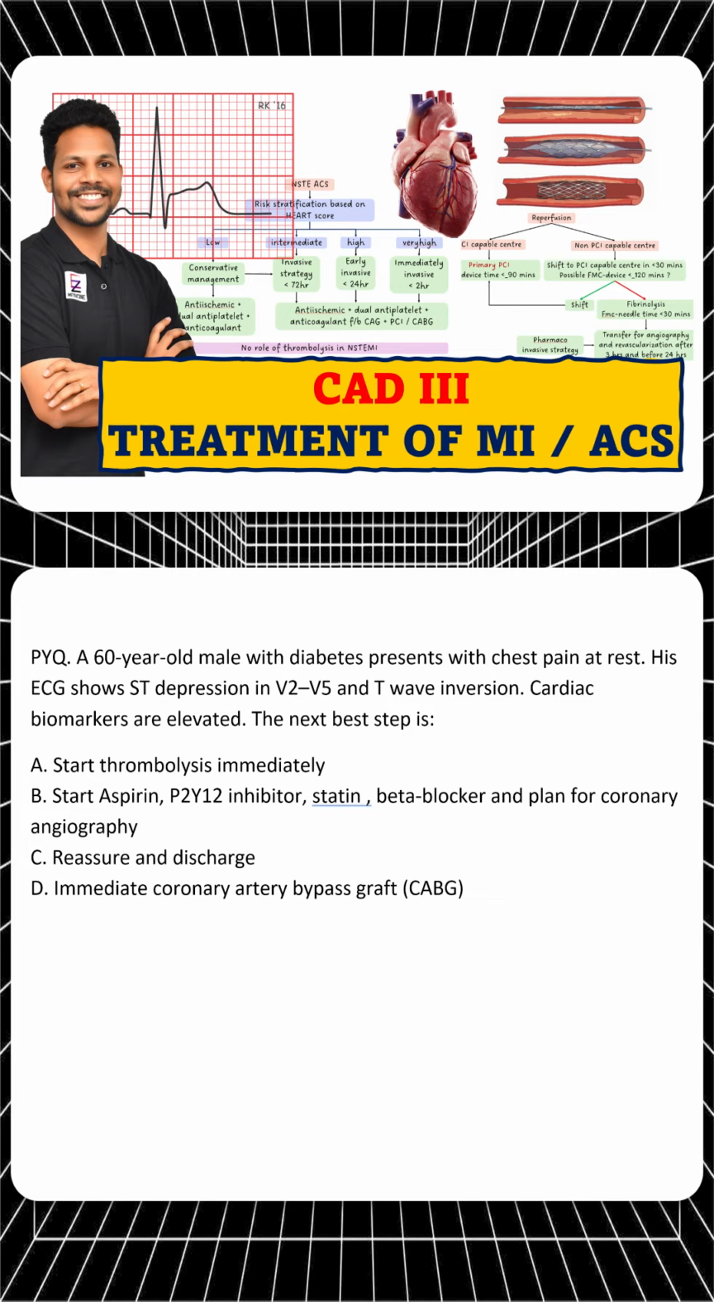PYQ: a 60-year-old male with diabetes presents with chest pain at rest. His ECG shows ST depression in V2 to V5 and T-wave inversion. Cardiac biomarkers are elevated. The next best step is: A. Start thrombolysis immediately.